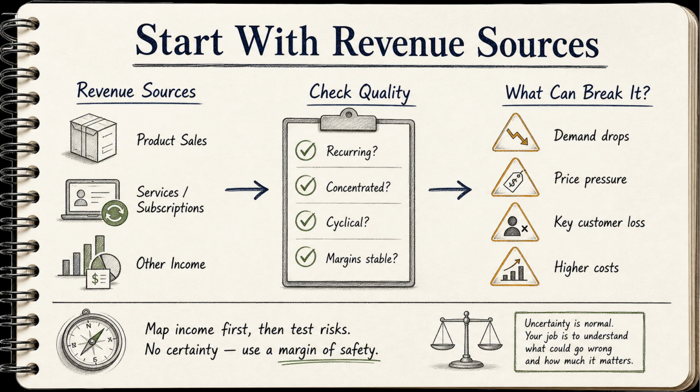Subscription revenue can look stable, but churn can damage the model. Project revenue can grow quickly, but visibility may be weak. Advertising revenue can move with the economy, traffic, and platform rules.